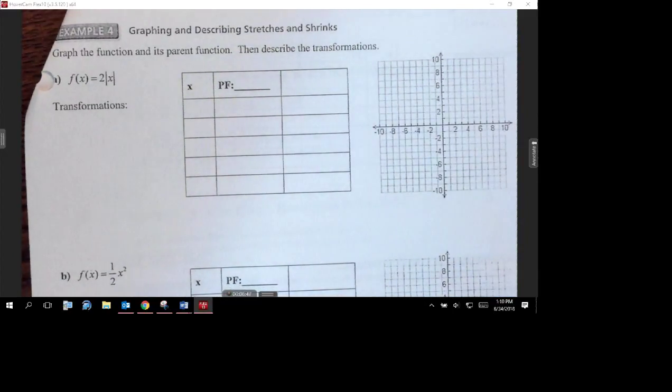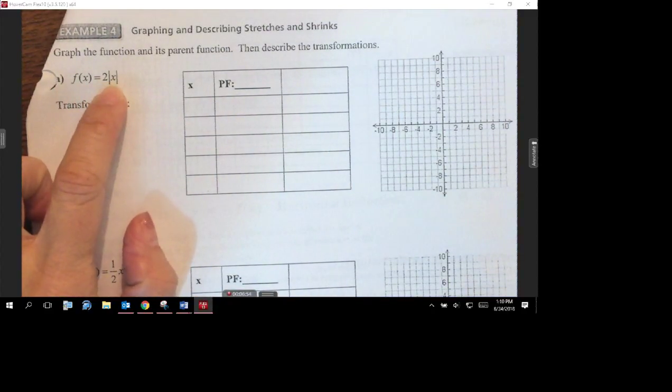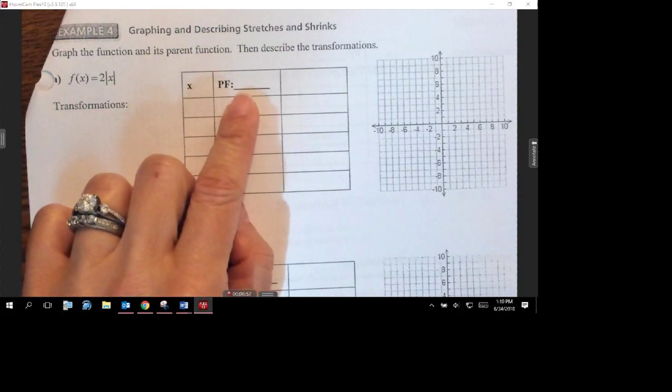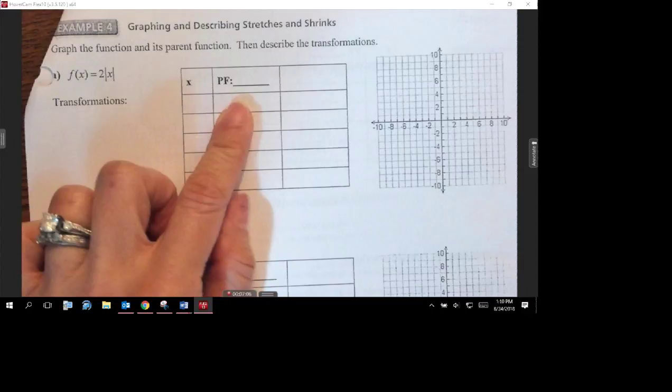So part of your assignment is going to look like this. We're going to have a function given to us, f of x equals 2 absolute value of x. And the first thing we want to do is figure out what the parent function is. So what family does this one belong to? Absolute value.